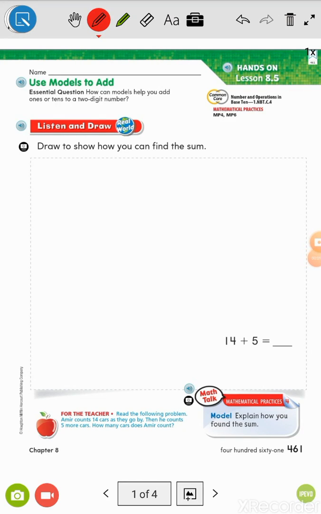Hello, good morning. Today our lesson is use models to add. What are the models? It is the drawing. It is how we draw the number. Let's read the following problem.